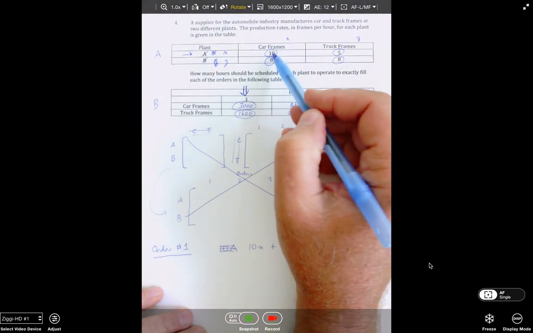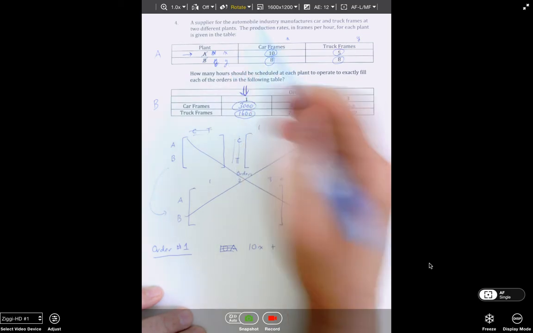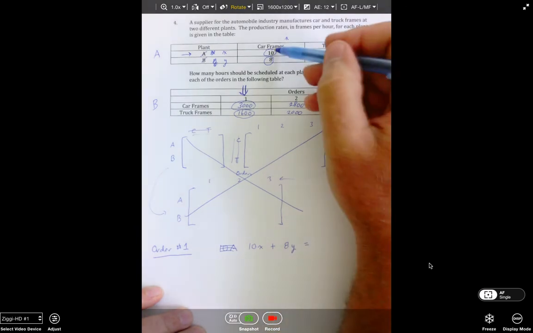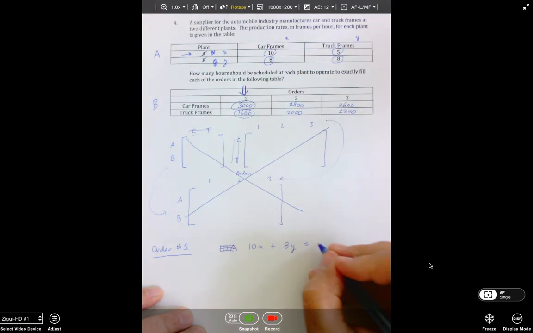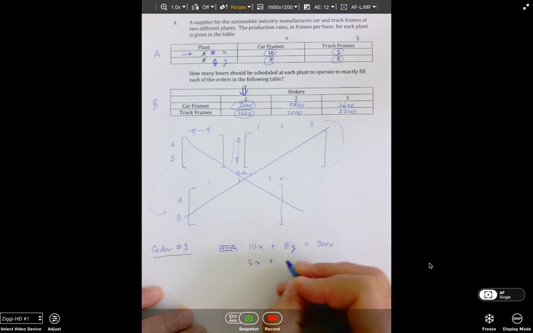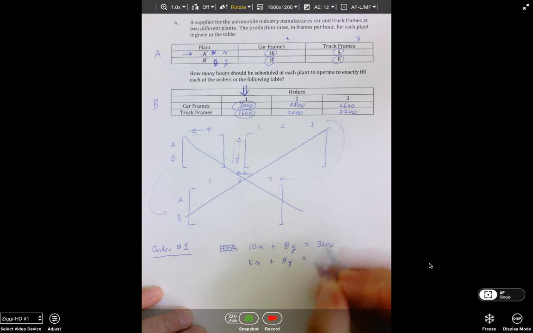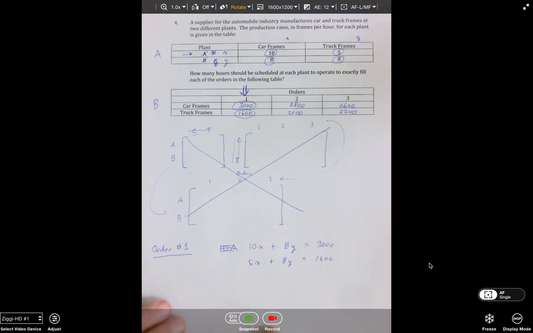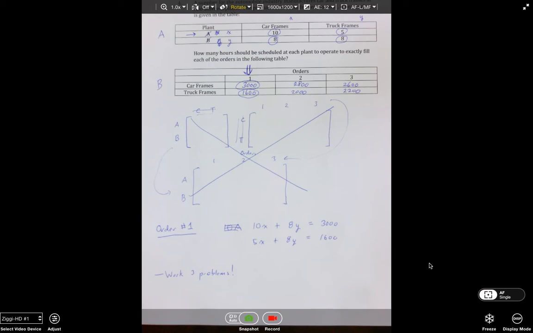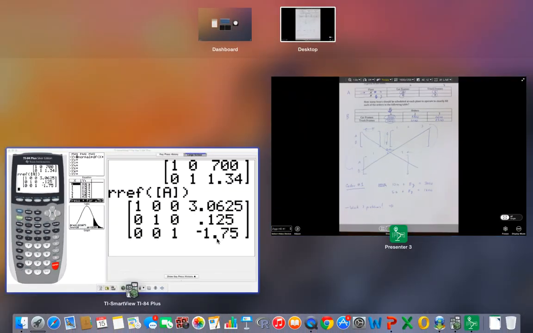So guys, I need the 10 car frames per hour for plant A plus the 8 from plant B. So car frames plus car frames is going to be equal to car frames. And then truck frames plus truck frames has to be equal to truck frames. So what I'm actually going to do is work three problems here, one for each order. I'm going to go ahead and work order number one. So guys, I'll show you how to do that.